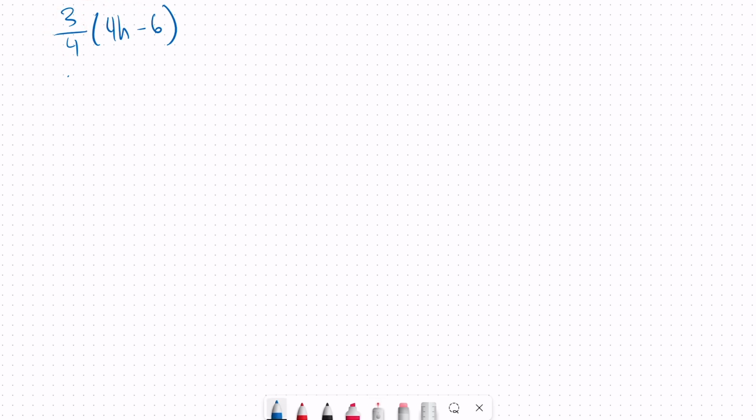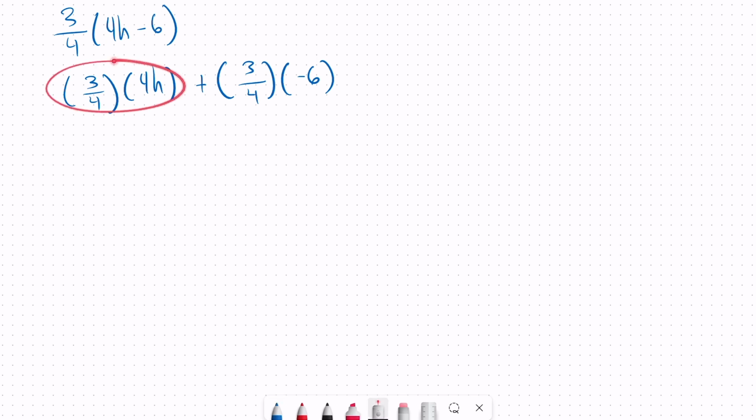So, what we're going to have is 3/4 times the first one, which is 4h, so 3/4 times 4h. And then what I like to do is put plus, so we're adding, and then 3/4 times -6. All right, now we could go ahead and multiply. When we multiply the left side, of course, we can use the calculator, but we can also not use the calculator. That's the way that I'm going to show you real quick.